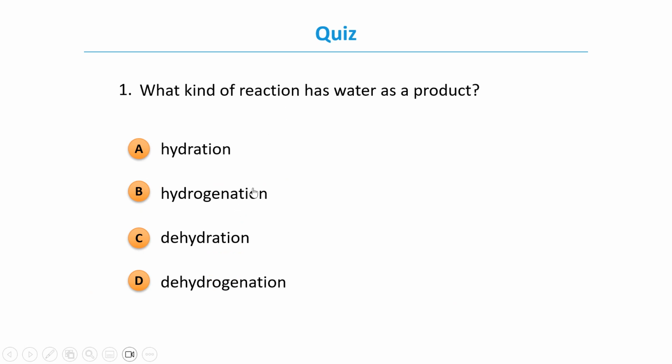So, quick exercises. What kind of reaction has water as a product? It is dehydration, right? With dehydration, which type of reaction? It's elimination. So, we should choose dehydration.